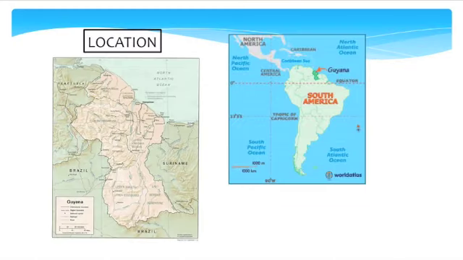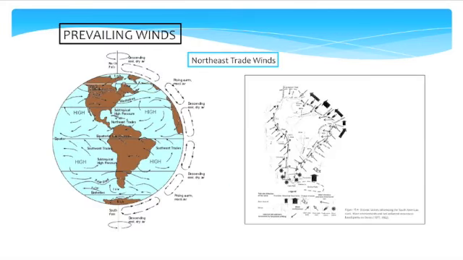Let's begin with the location. Guyana is located in South America, to the right of Venezuela and to the left of Suriname. Its coast is the Atlantic Ocean. The prevailing winds of Guyana are the northeast trade winds, as you can see from the diagram on the left. And the map on the right shows the tides in relation to the winds.